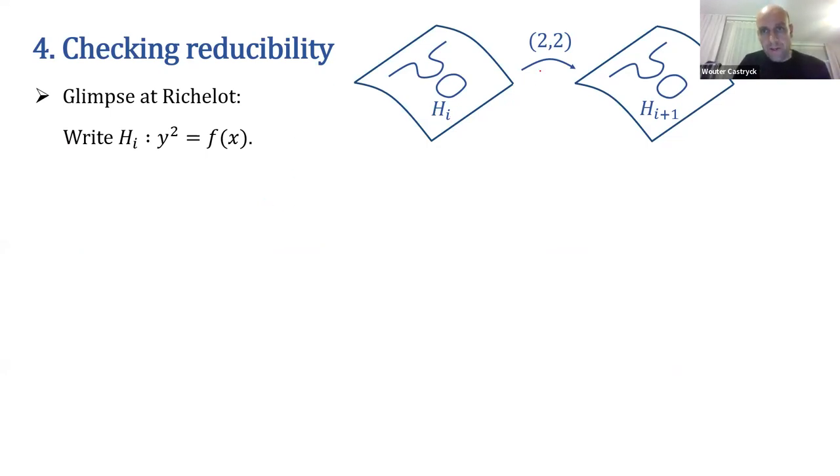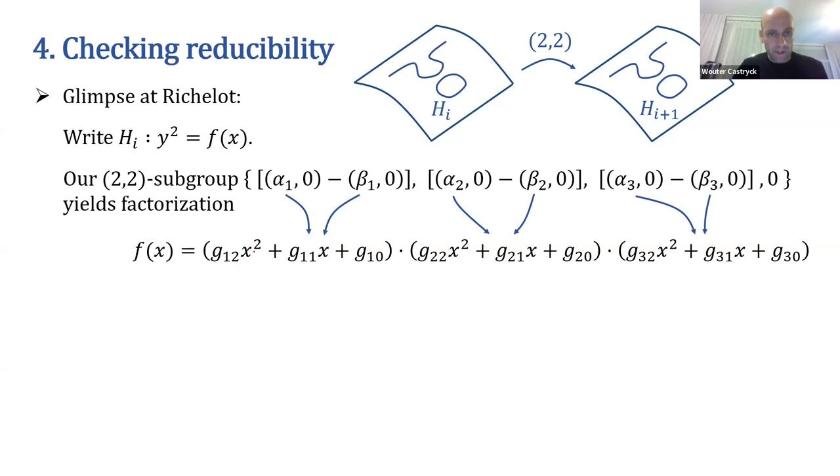So it's about computing a 2-2 isogeny between the Jacobians of two genus 2 curves, H_i and H_{i+1}. We write this genus 2 curve H_i in the form y squared equals f of x, and let's assume that this is a square-free polynomial of degree 6. Then the 2-2 subgroup will always be of this form. These are divisor classes, and the x-coordinates of those points will be roots of f of x. Every non-trivial point in the 2-2 subgroup gives rise to two roots, and so this corresponds to one quadratic factor.